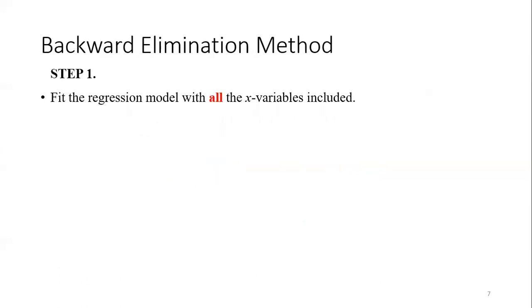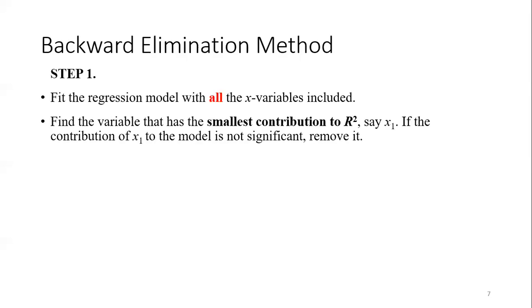Okay. So what is the backward elimination method? The previous one was the forward selection, and the other one is the backward elimination. In the backward elimination method, what we do is we start with all of the x variables in the model, and then we find the variable which has the smallest contribution to the R square.